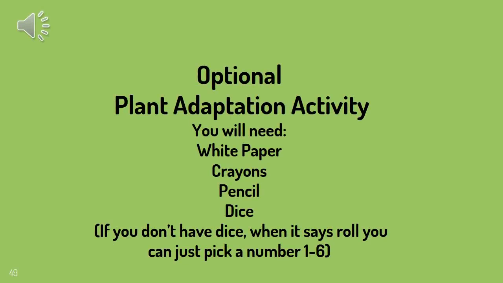In this optional plant adaptation activity, you're going to need a piece of white paper, some crayons, a pencil, and a die. If you don't have a die, when it says to roll, you can just pick a number 1 through 6, because actually physically having the die is not important. It's just that you're getting a random number between 1 through 6 each of those times. So after you've gathered your materials, then you can move on through the next slides.